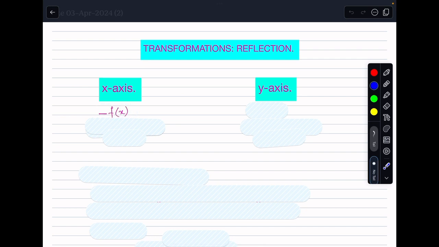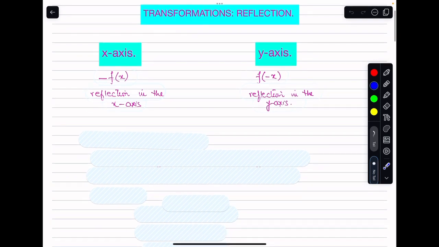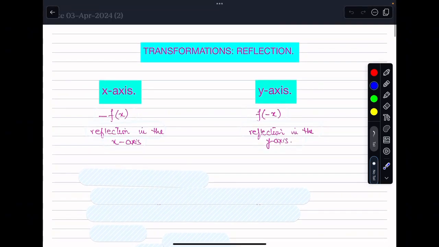For reflection along the x-axis, whenever we have a negative sign outside the function, we say that it's going to reflect along the x-axis. But if we have the function as f of minus x, then it is going to be the reflection in the y-axis. So these are the two function differentiations for the reflection along the x-axis and y-axis. For the x-axis, the negative sign has to be outside the function, and for the y-axis it has to be f of minus x. So let's do an example to see how we can transform for the reflections here.